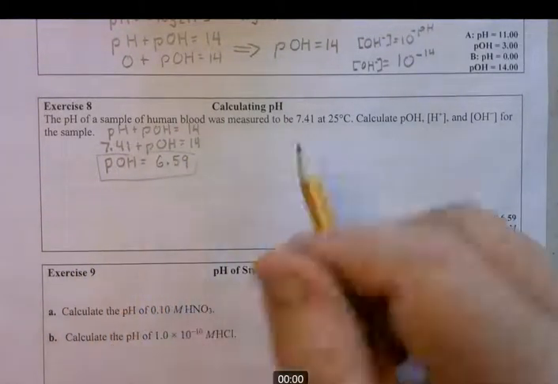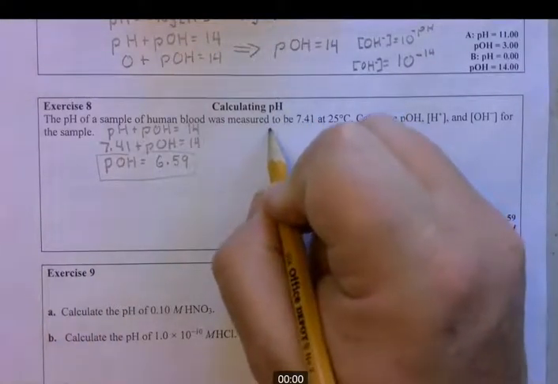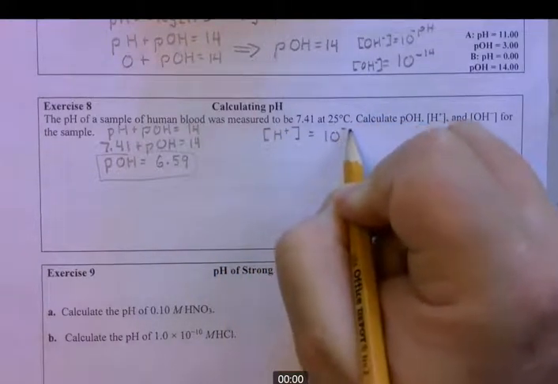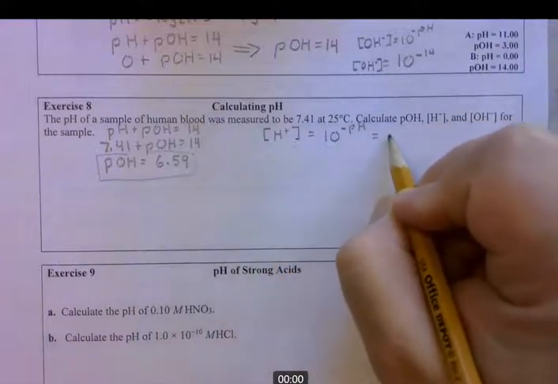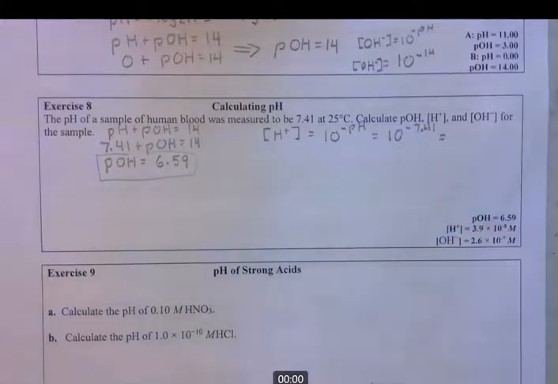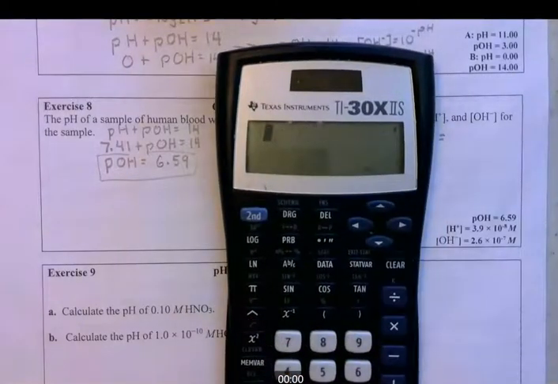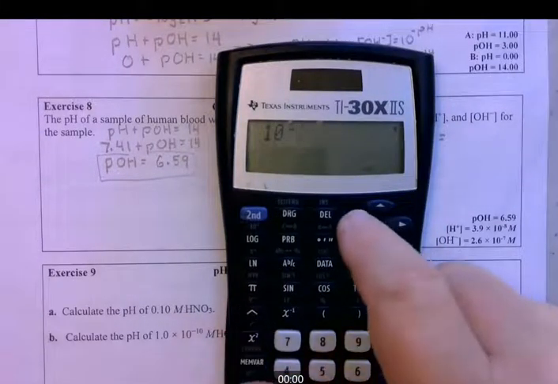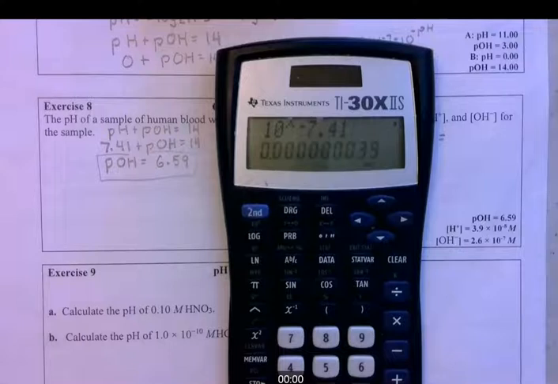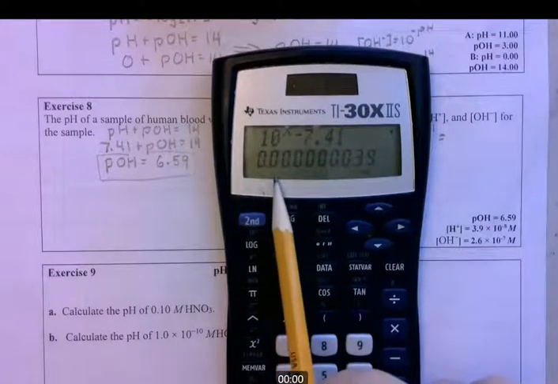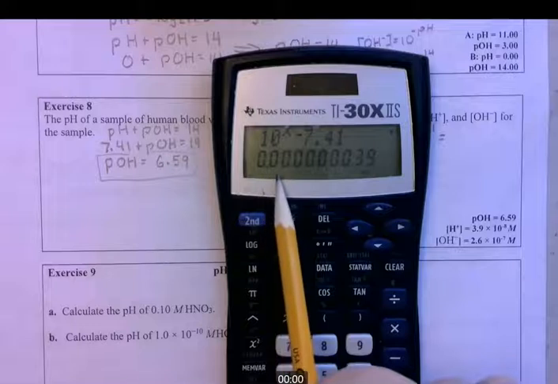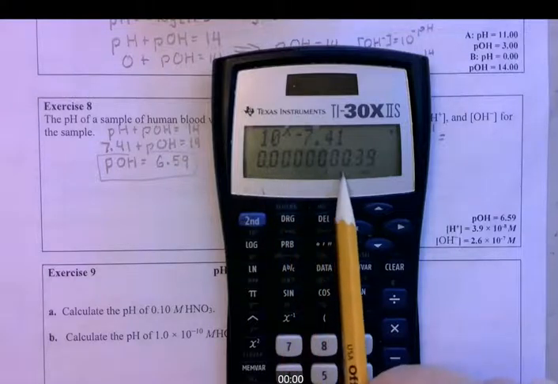We can now come over here and figure out the H plus concentration. The formula for that equals 10 to the minus pH, which equals 10 to the negative 7.41. So that's not one you can do in your head, so go ahead and punch that in. So it's 10 caret negative 7.41, and hit enter on that. And now what you get here is 0.00000039.